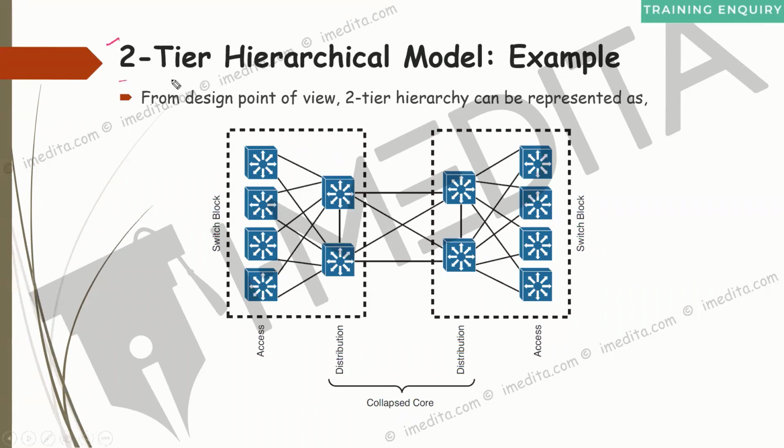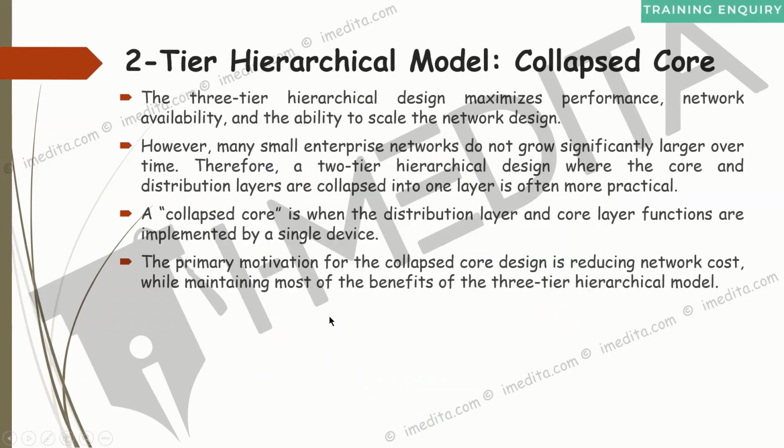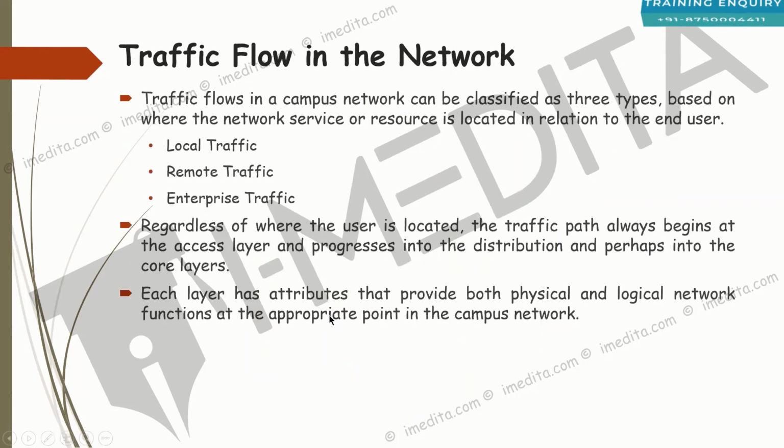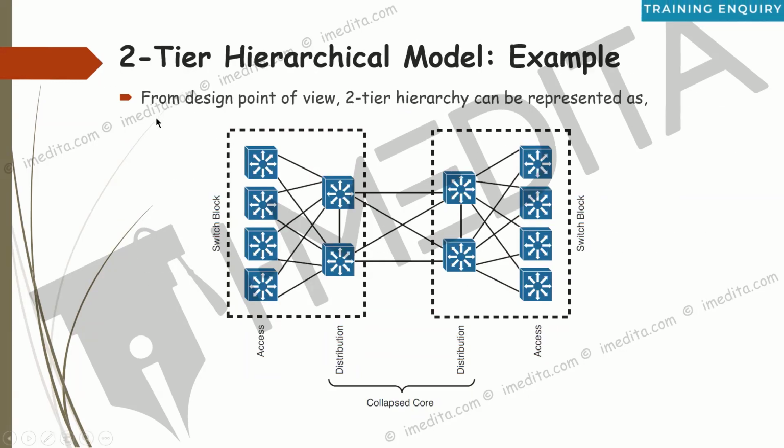Right? So two-tier design is going to have two layers, access and core distribution, and it is also referred to as collapsed core. So from the campus area network design point of view, either you can go for two-tier or you can go for three-tier design.